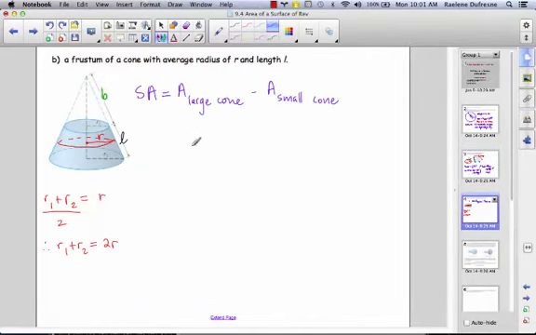Okay, so now coming over here, we can apply that without having to know anything about the central angle theta. The area of the large cone is going to be pi times its radius times its side length. And so the large cone has a radius of r2, and it has a side length of b plus l. Minus the area of the small cone, which is pi times its radius, r1, times its side length, which is b. And we can expand this and rearrange it a little bit.